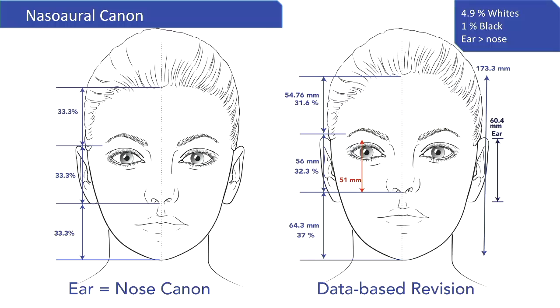So the ear is actually 60.4 millimeters, according to the data, versus a nose of 51 millimeters. That's a pretty big difference. I don't know if they measured on a cant or straight up and down. That would be something I'd want to investigate further. But that's a pretty big difference. It's only valid in about 4% or 5% of whites and 1% of blacks.